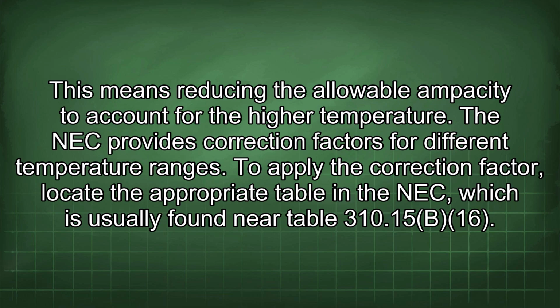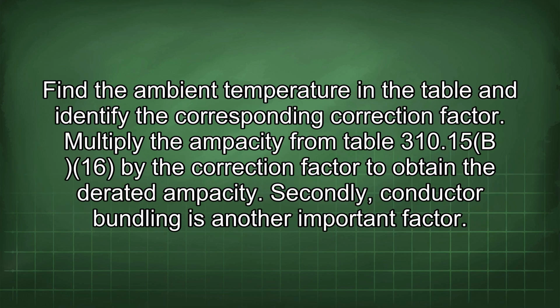To apply the correction factor, locate the appropriate table in the NEC, which is usually found near Table 310.15(B)(16). Find the ambient temperature in the table and identify the corresponding correction factor. Multiply the ampacity from Table 310.15(B)(16) by the correction factor to obtain the derated ampacity.